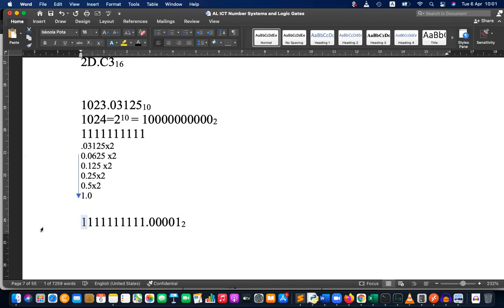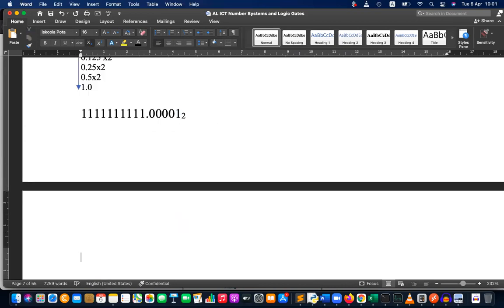On the other hand, this way it doubles, and the other way it will be half. Half of one will be 0.5. Half of that will be 0.25. Half of that will be 0.125. Half of that will be 0.0625. And half of that will be 0.03125. Actually, after doing that, when you get something like this, you will know the answer.